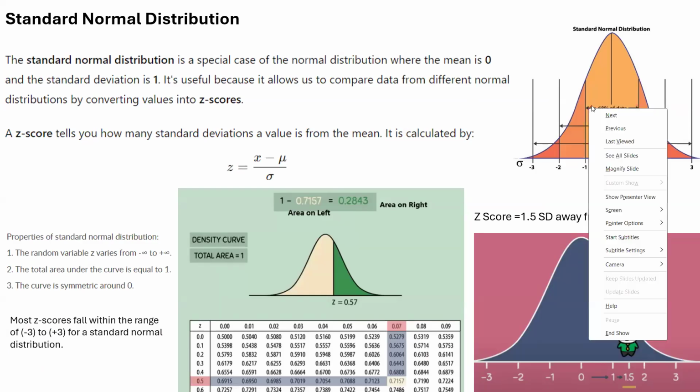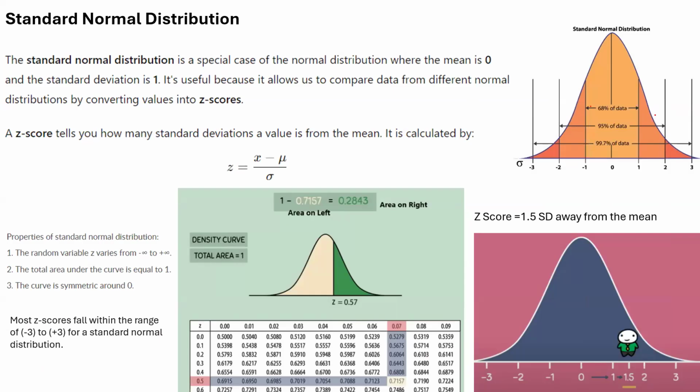So for this also, 68% of the data falls within one standard deviation, 95% of data falls within two standard deviations, 99.7% of data falls within three standard deviations, which we already know. But why standard normal distribution is very important is what we are going to understand now. Okay. Look at this. This would be very interesting and very important too.